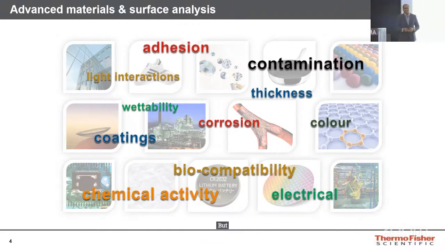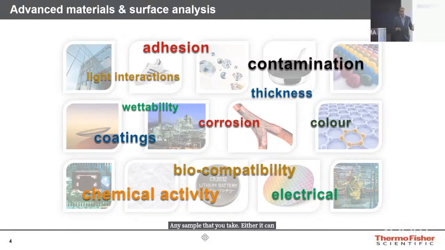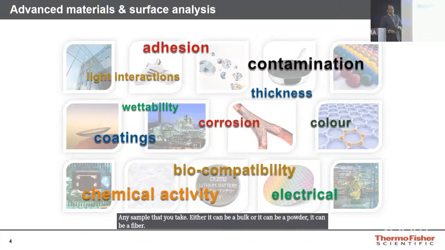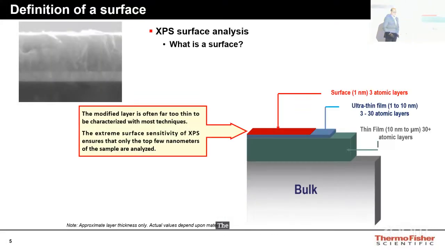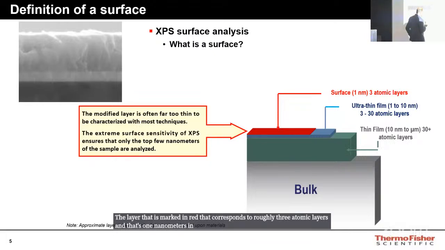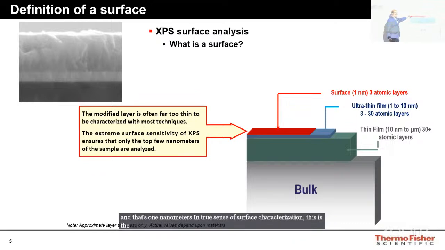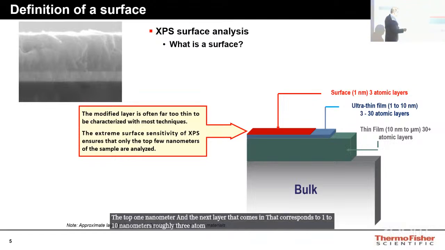But as I keep repeating the term surface, to make it clear for the audience, what do I mean by a surface? Any sample that you take, it can be a bulk, a powder, or a fiber, can be divided into different layers depending upon the depth. When you look at this schematic, the layer that is marked in red corresponds to roughly 3 atomic layers, and that's 1 nanometer. In the true sense of surface characterization, this is the layer we call the surface, the top 1 nanometer. The next layer corresponds to 1 to 10 nanometers, roughly 3 atomic layers, and this is called the ultra thin film, the one that is marked in blue.